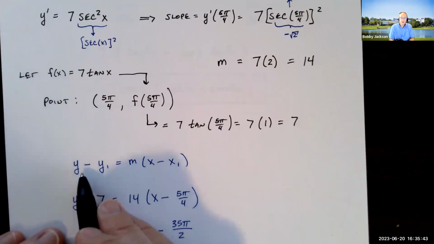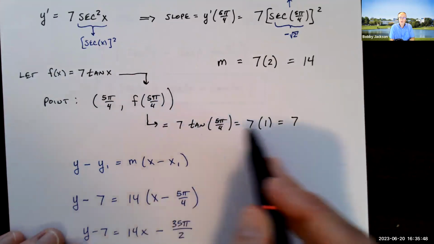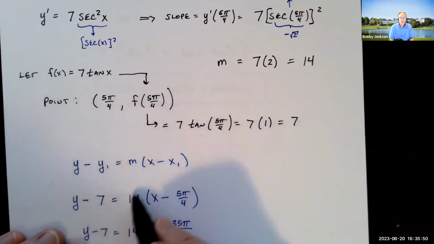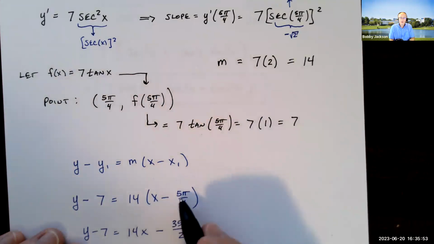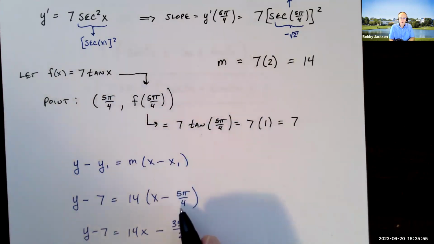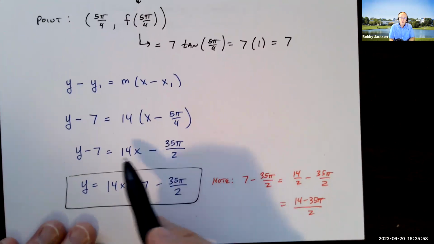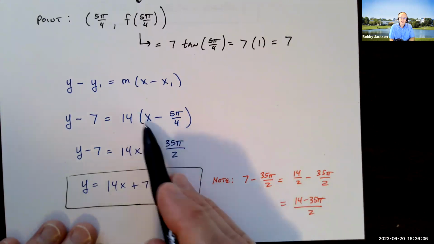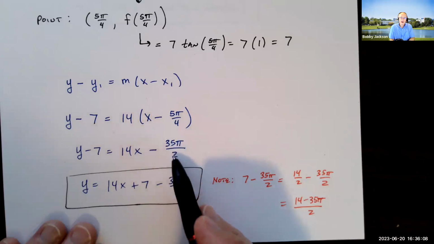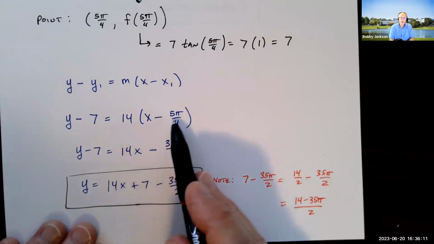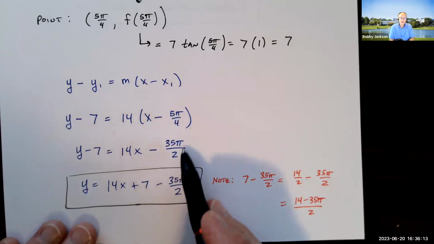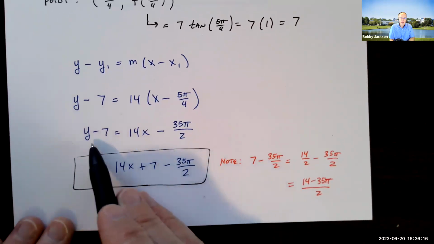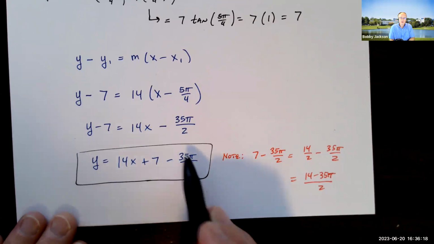So now I'm ready to plug it in to our point slope form. Y minus y1, this is the y1, which is 7. M, the slope, is 14. X minus x1, and the x coordinate is 5 pi over 4. And so if we solve for y, I can distribute this 14 through 14x. 14 divided by 4, 14 fourths is 7 halves. 7 times 5, 35 halves, 35 pi over 2. So 14 times 5 pi over 4 is 35 pi over 2. Add 7 to both sides, and I can just write it that way.